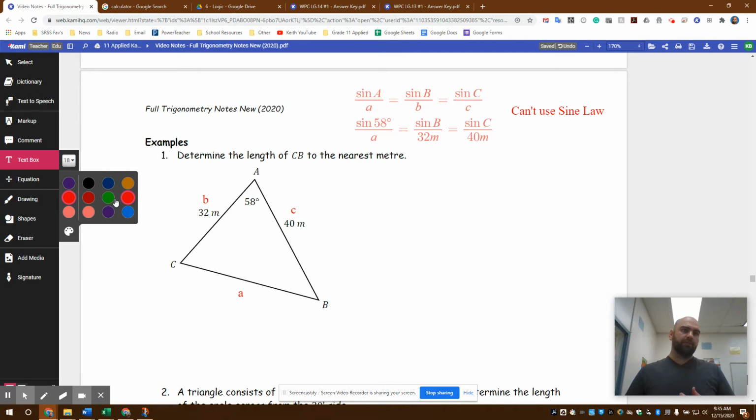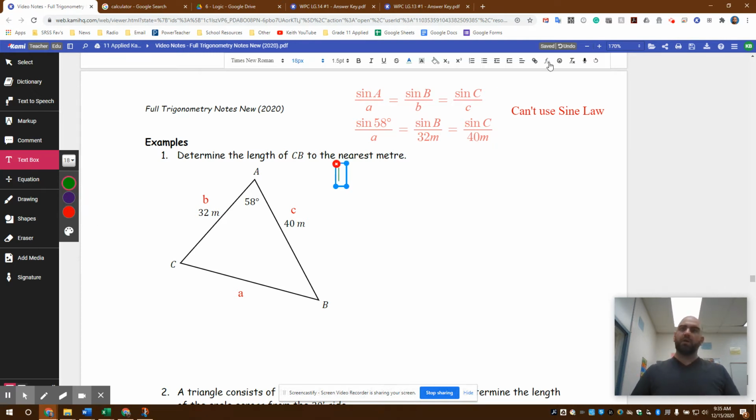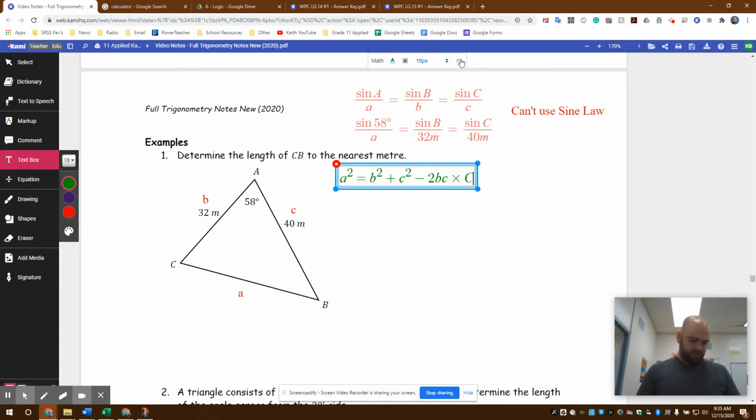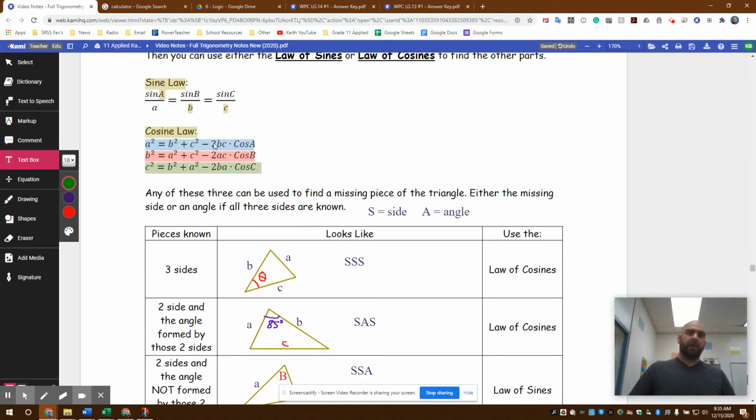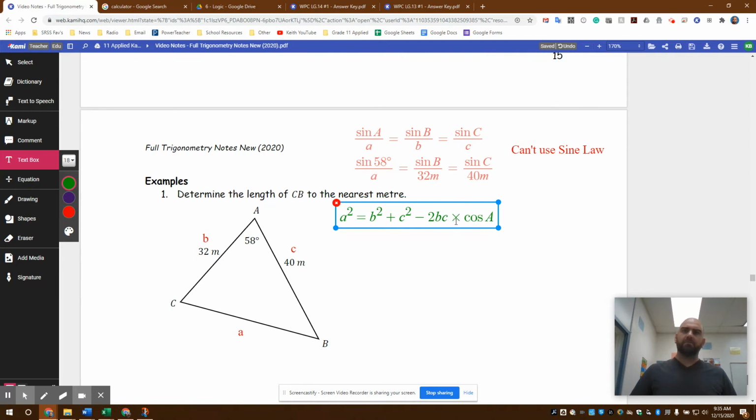Now I'm going to write out cosine law, and I'm going to put it in the form that we're actually going to want to use here. So we have a squared is equal to b squared plus c squared minus 2bc, and then we multiply times cos of A. This is cosine law right here. I've given you all of them up on top here. We're using the first one. There's a dot for multiply, but the program I'm using right now doesn't really have the dot, so I'm going to use the multiplying sign. So this is cosine law.